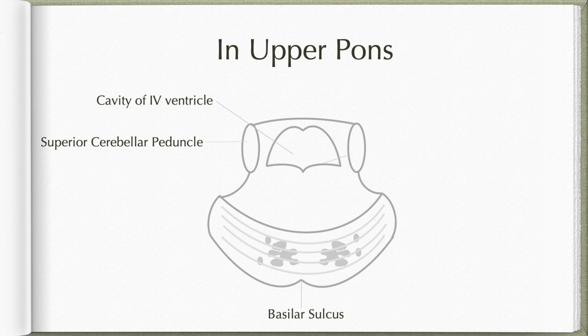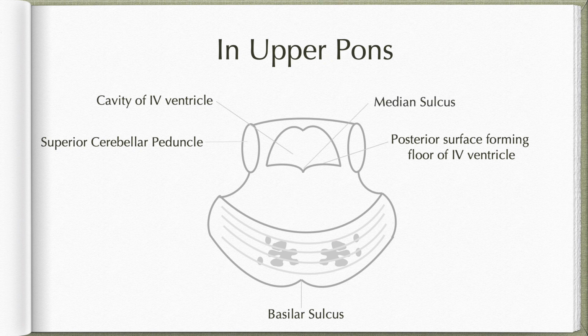Posterior surface of the pons forms the uppermost part of the floor of the fourth ventricle with the median sulcus along the midline. Cavity of the fourth ventricle is dorsally enclosed by superior medullary velum, which is a thin sheet of white matter that connects the two-sided superior cerebellar peduncles, and this superior medullary velum forms the roof of the fourth ventricle.